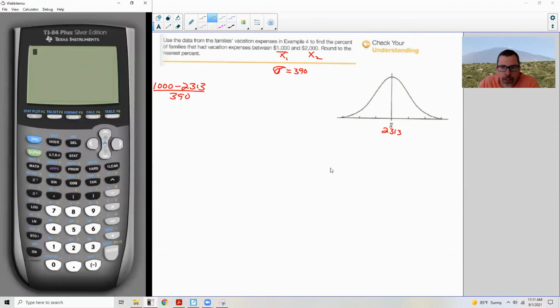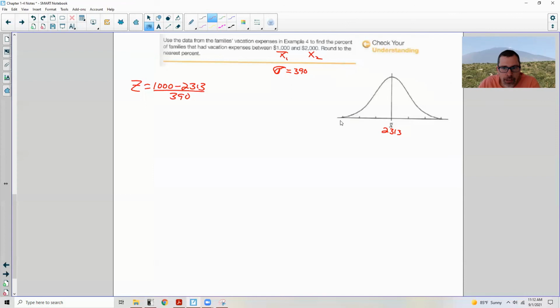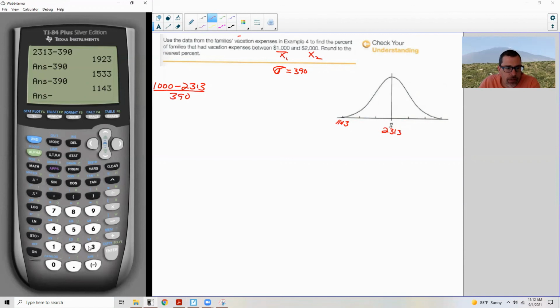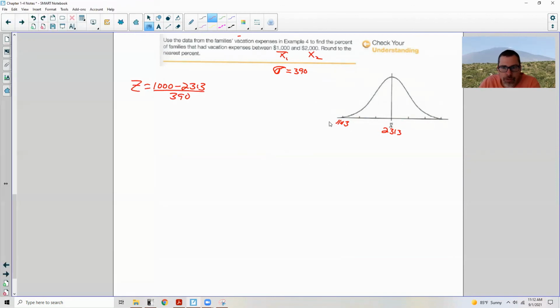I'm going to go into my calculator and take 2,313 minus 390. That gives me 1923, which is here, minus 390 gives me 1533, which is here. We're still not down to 1,000, minus 390, and that's $1,143, which is here. We're still not there at 1,000. So minus 390 would bring us down to a fourth standard deviation out, which was 753. Remember, this bell-shaped curve never touches, so it's really getting small area down here. And 1,000 is 143 away, which would be approximately here.